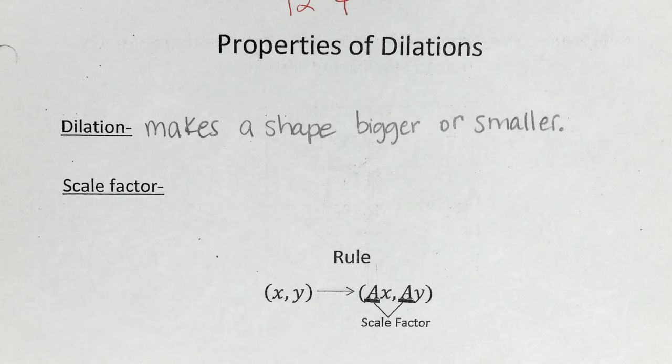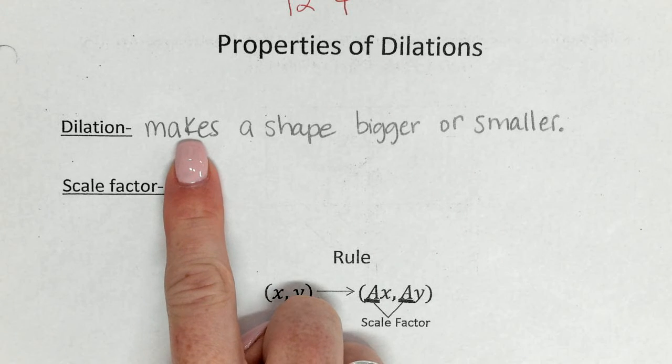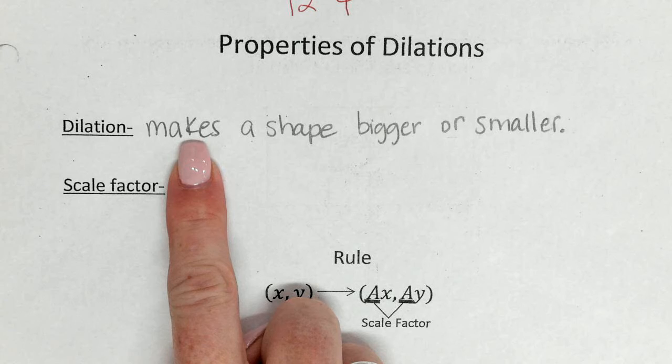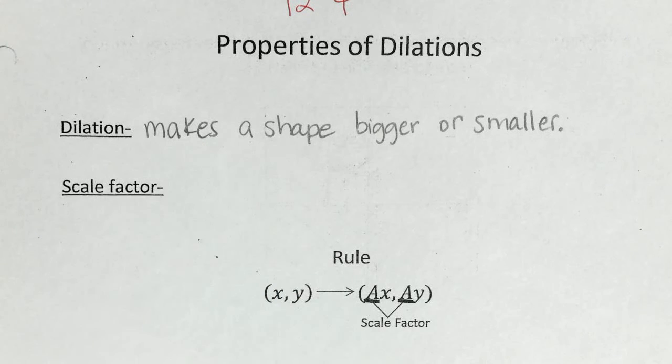Okay? So do you see why dilations do not preserve congruence? Because what's the definition? They make the shape bigger or smaller. Congruent means they stay the same. So do y'all see how easy it is to know that dilations make a shape bigger or smaller?